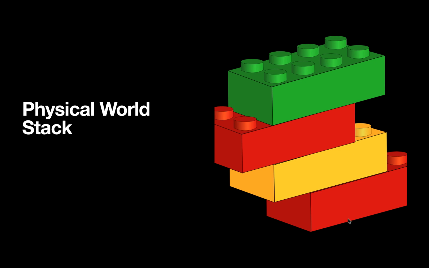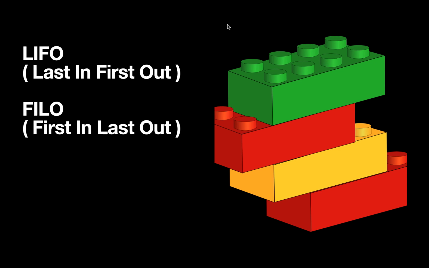Also, I cannot remove things from the bottom, right? I can only remove this green one, only this item. I cannot remove this one, or this one. And that's in a nutshell what a stack is. You can put things on the top and you can remove things from the top. That's it. It's also called LIFO, last in, first out.